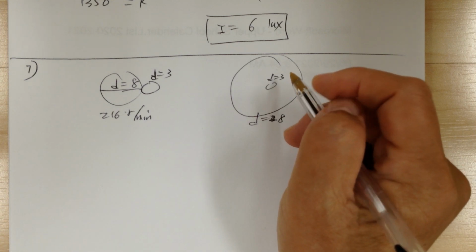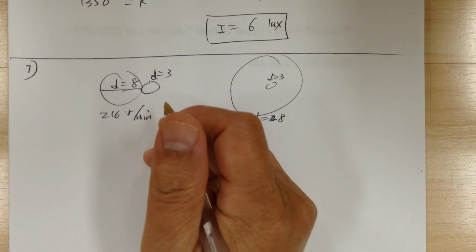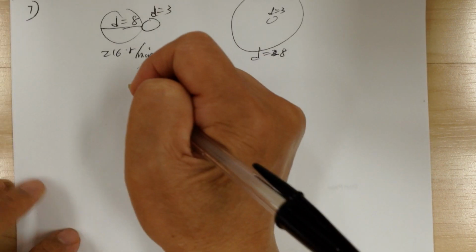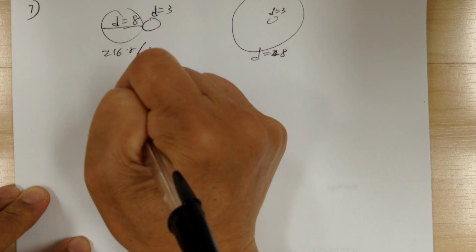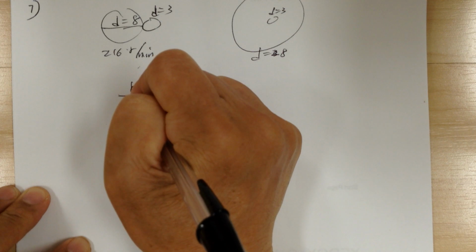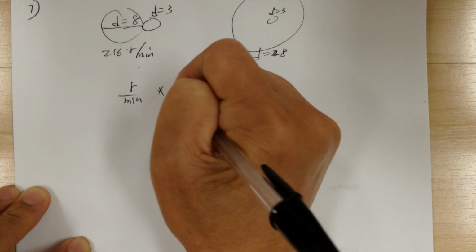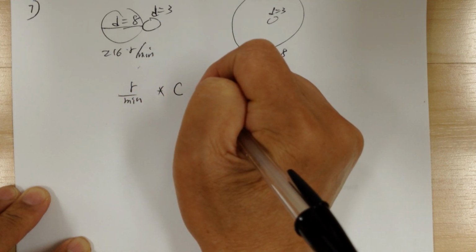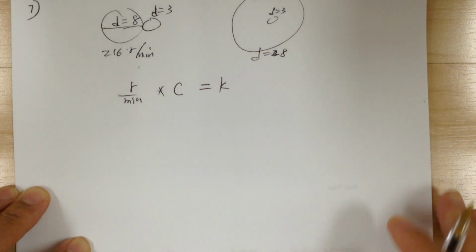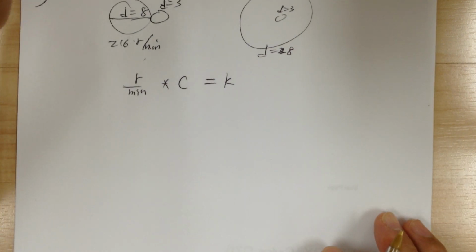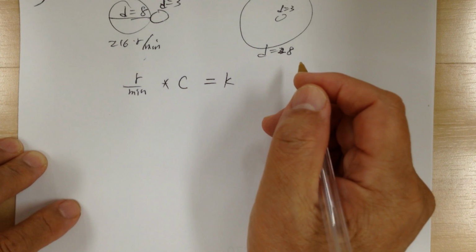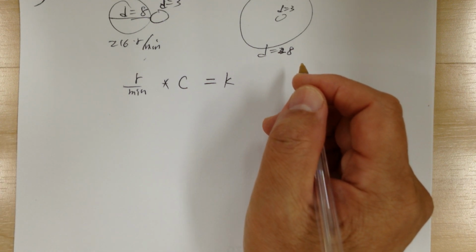Okay, so it gives you the hint. Okay, it tells you that the revolutions per minute times the circumference of the gear equals K. So we're looking for 2 parts.